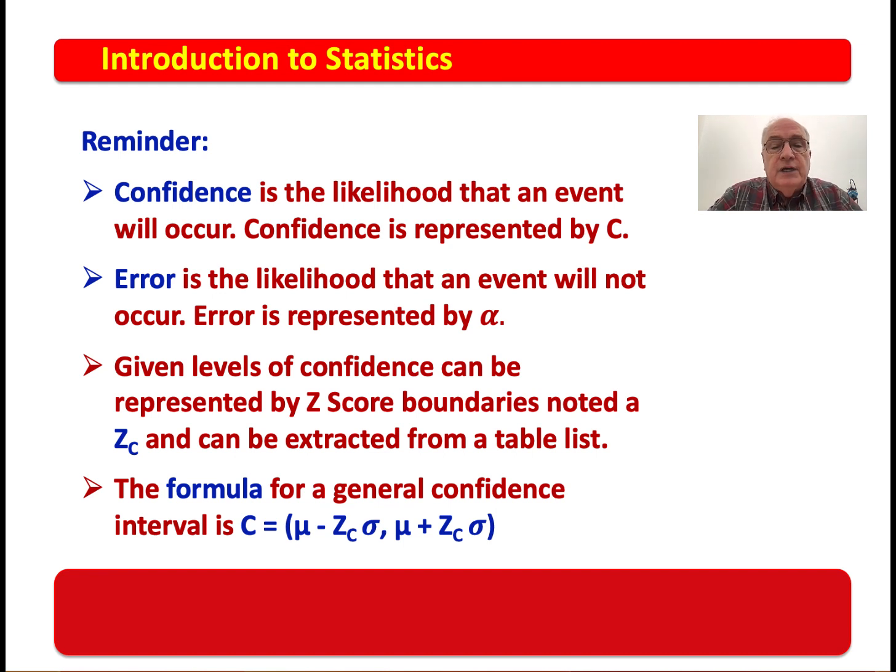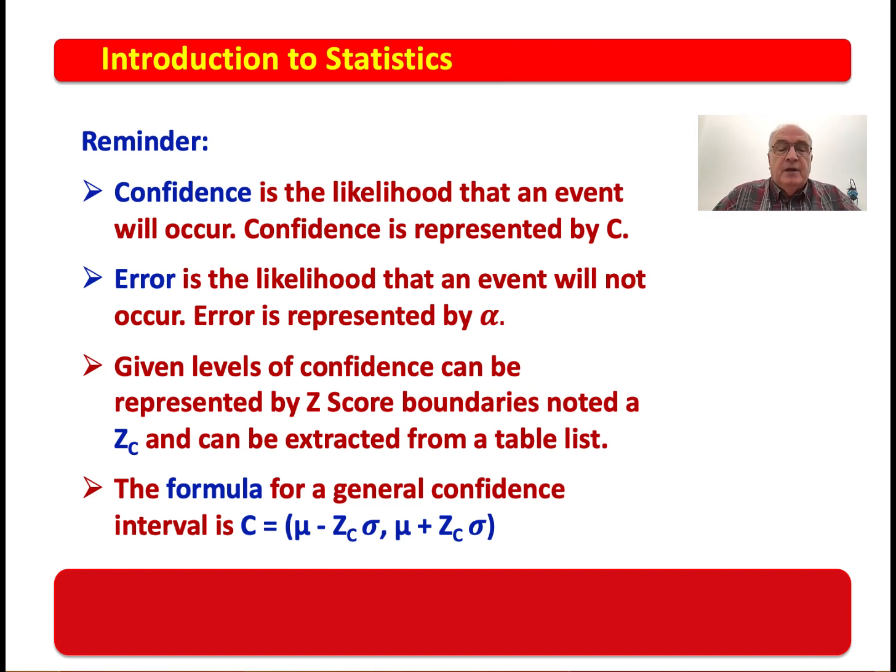Now, confidence, again, is the likelihood that an event will occur. It's represented by the letter C. Error is the likelihood that an event will not occur, and it's represented by alpha. Given levels of confidence can be represented by z-score boundaries, noted as z-confidence, and can be extracted from a table list. You have the table.